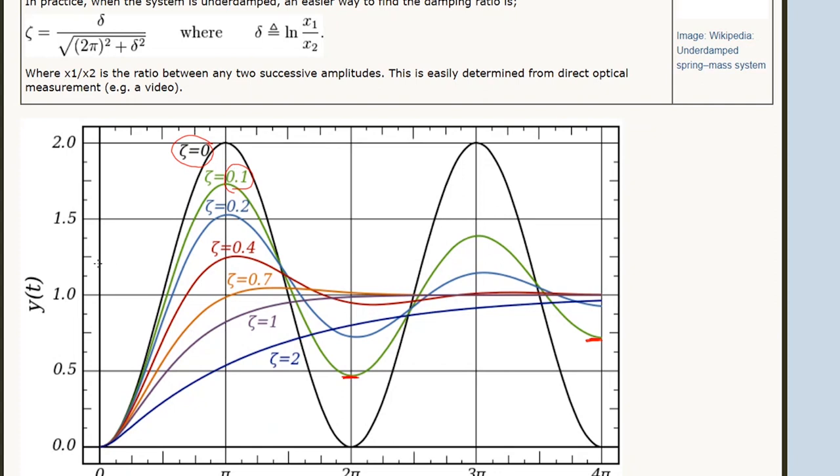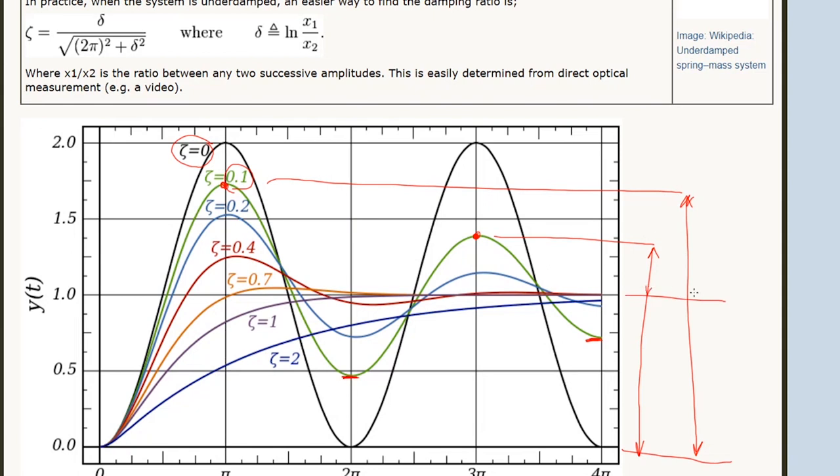But we can see how much amplitude we have in the first one and compare how much amplitude we have in the second one. Well, technically we should measure those from the middle, shouldn't we? Because that's the amplitude. This is number one, that's number two. So we're just seeing what's the proportion of number two compared to number one. Let's say it's 70%. Then from that, we can work out where our damping ratio is. That's what we're doing.